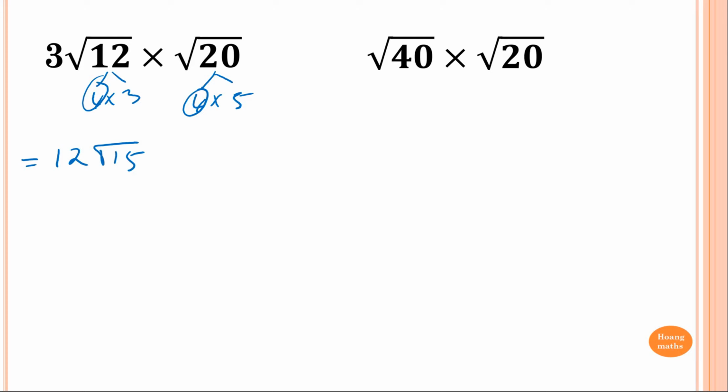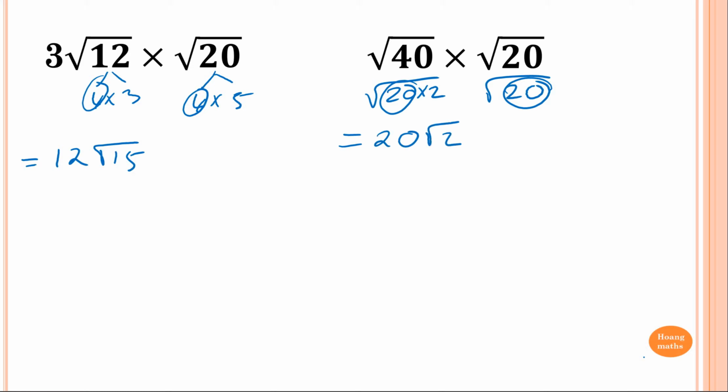This one here, look. See, root 20 and root 40. So 40 is 20 times 2. This one, see, that's why I like doing the split system. You split them out like this, see? These two lots of 20 here become 20. See, so 20 root 2. Can you see that? It's much easier.